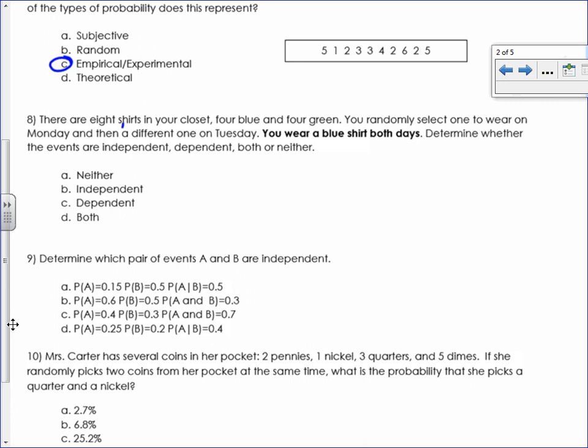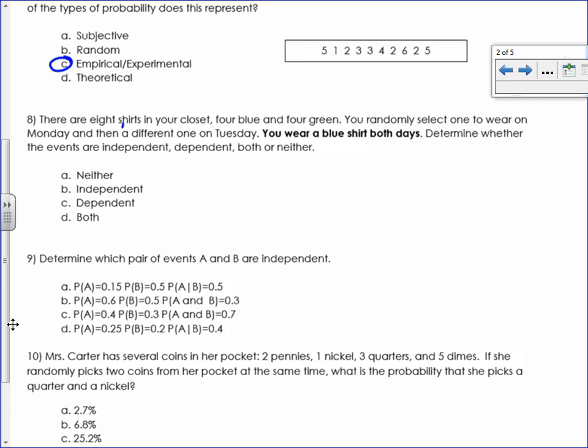Okay? Say that again. So what is independent and dependent? All right. So does the shirt that you wear on Monday affect the probability for the next day? Yes, it does. Because what happens after you remove the shirt the first day? How many shirts did you have initially? 8. So then after you remove a shirt, how many do you have? 7. So isn't that going to change the probability of the second day? Yeah. So that means those events are dependent. Okay? Those are dependent events.